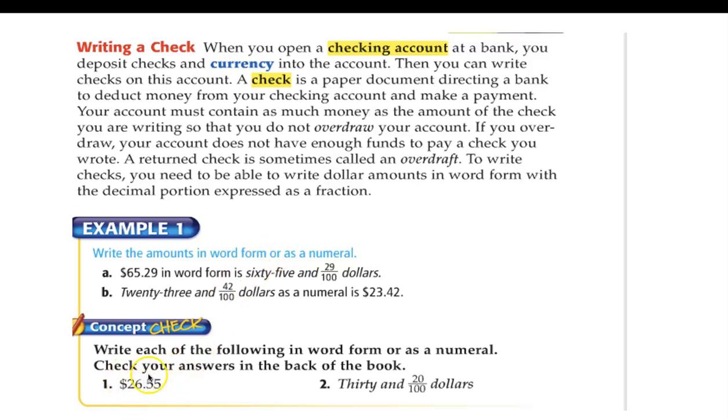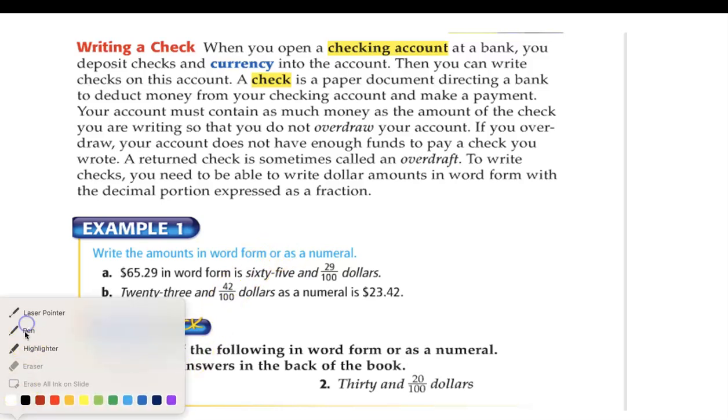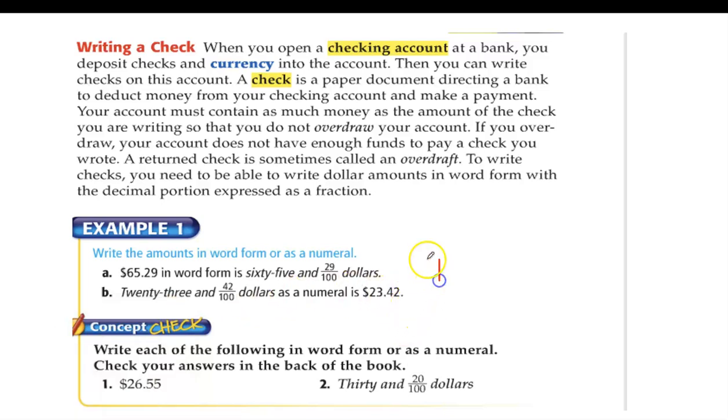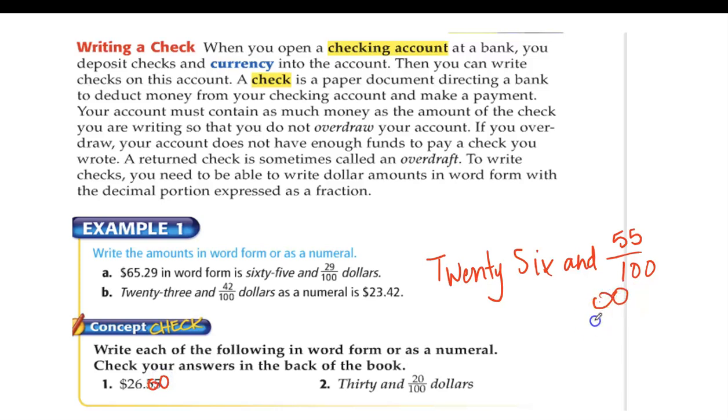So if I was going to write 26.55 in words, I would write 26 and 55 over 100. If there isn't any change, so let's say it was just $26, then you write 00 over 100. But you have to make sure you do write that. And that's just so nobody can come in and add something. So somebody could, if you just wrote 26, somebody could write 2600, right? And the bank does look at what's written in words over what's written in just numbers.